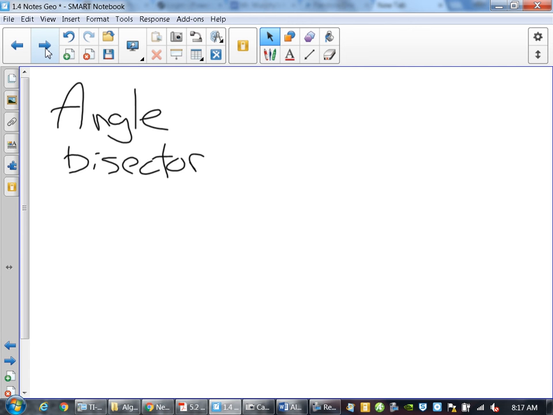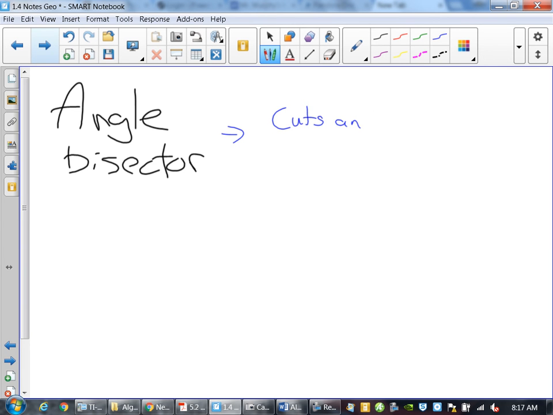Angle bisector. Do you think it's going to do the exact same thing as a segment bisector? It does the same thing. So an angle bisector cuts an angle into two congruent angles. That's it. Remember, congruent means equal measure. So if my angle was 120 degrees and I cut the 120 degrees in half, what do both angles become? 60s. Angle bisector, all it does.